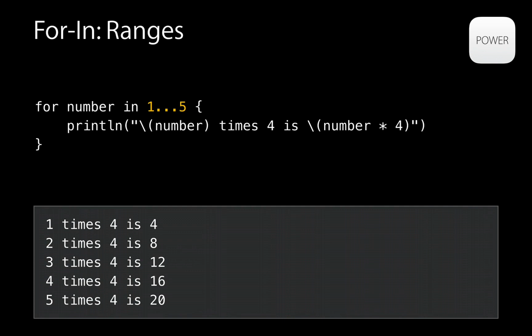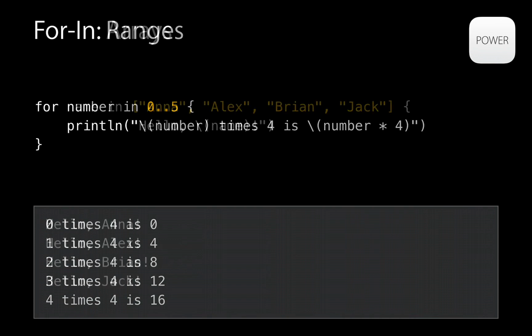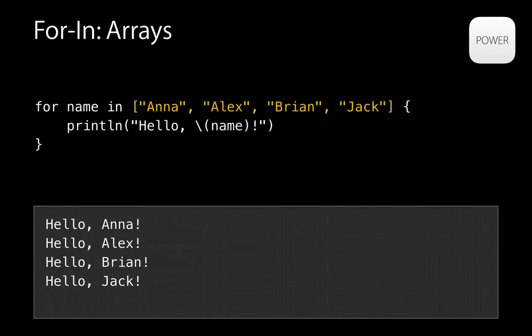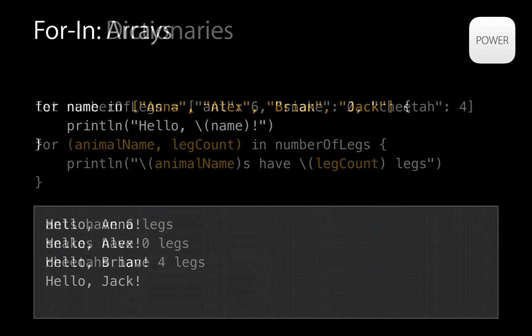Sometimes, however, we want a range that starts at 0 and counts up to, but not including the final value. We have a way to write that as well, just using 2 dots rather than 3. So this counts from 0 to 5, but not including 5. It's known as a half-closed range, because it includes the value at the beginning, but not the one at the end. We can use for in with an array, so to print a nice welcome to the 4 people in our names array. And we can even use it with a dictionary.